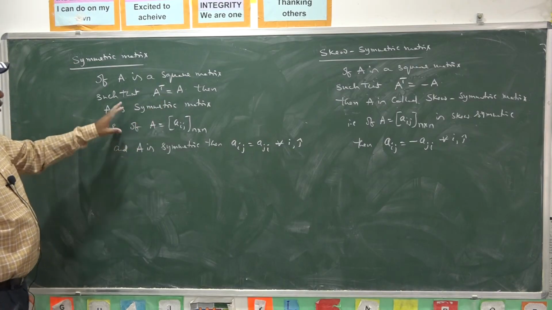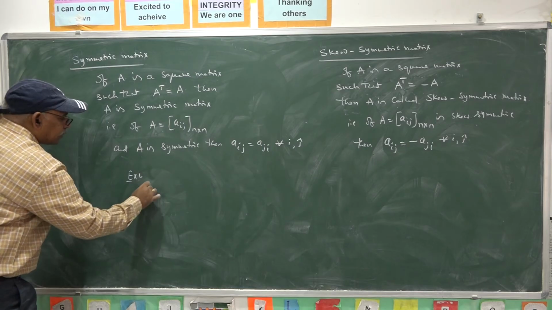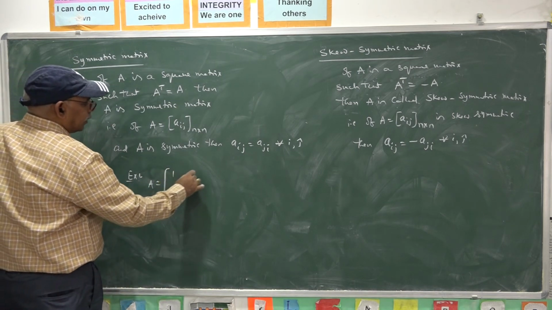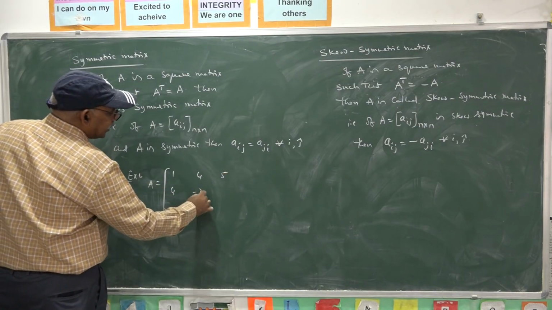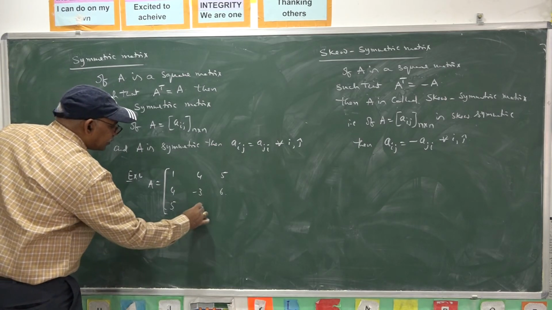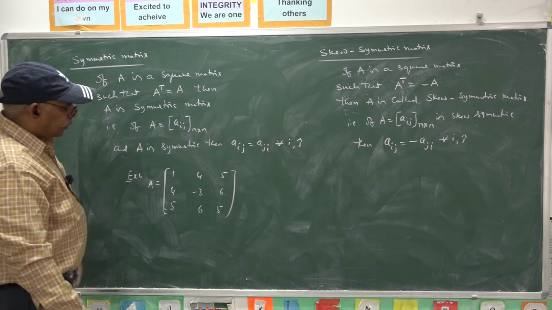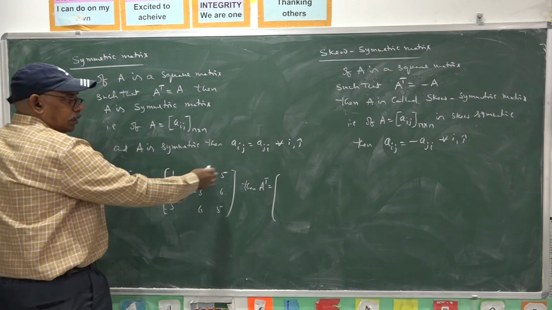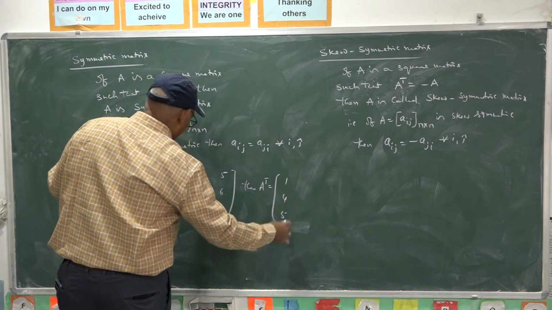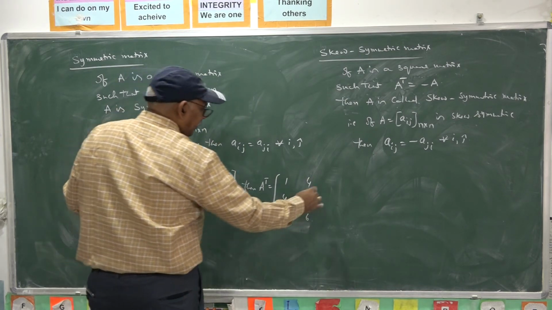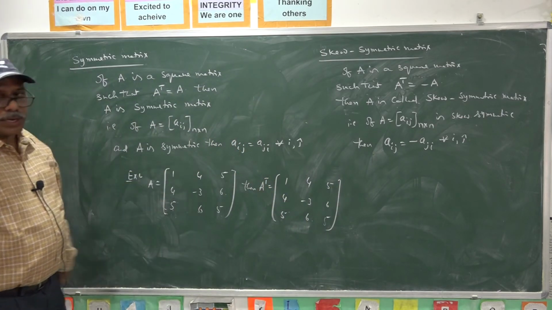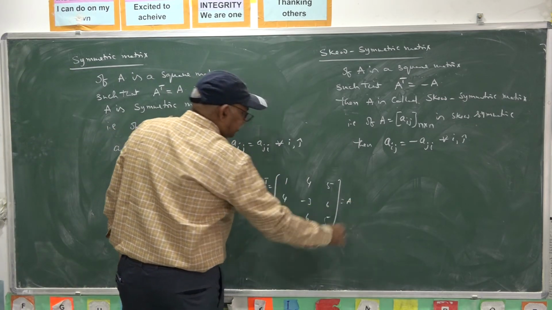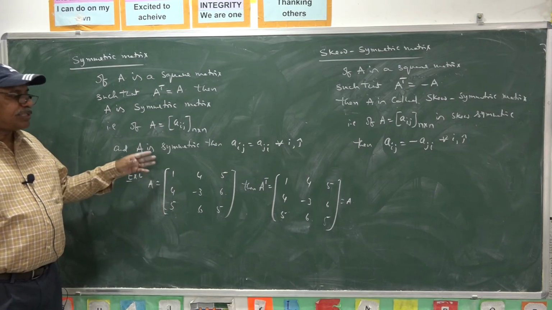Once A transpose equal to A, it is symmetric matrix. For symmetric matrix, the example is, suppose I take the symmetric matrix as A: 1, 4, 5; 4, minus 3, 6; and 5, 6, 5. Once you consider A like this, then A transpose is changing rows to columns: 1, 4, 5; 4, minus 3, 6; 5, 6, 5. Once again we get A itself. So, this is a square matrix which is symmetric.